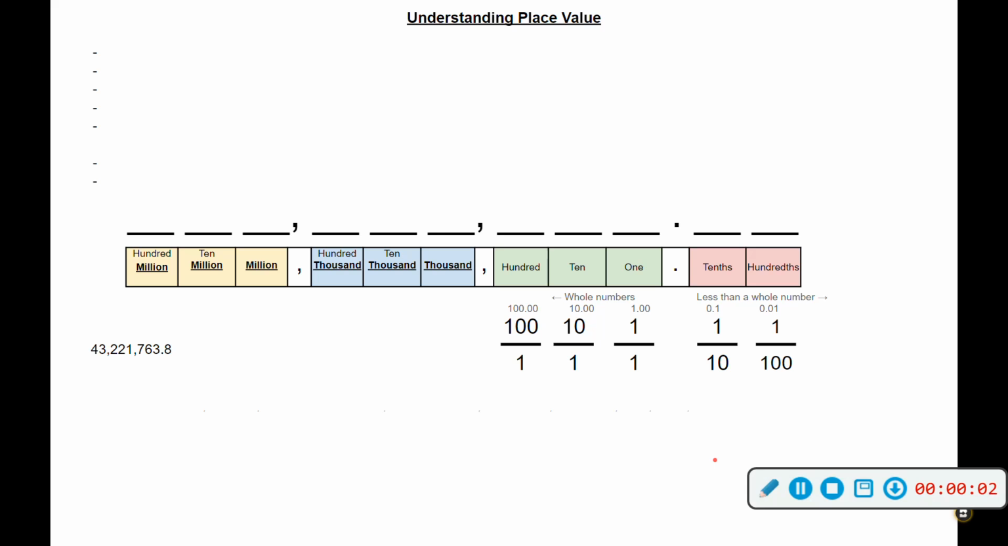Today we are going to investigate how place value is arranged and what it means. Today we're going to be looking at decimals and whole numbers. For fourth grade, we must understand that every whole number is written as a fraction and a decimal, even though you may not see them that way.